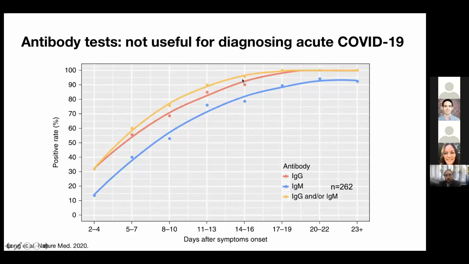If you get out to 14 days, then we're talking around 80% or more, and if we're at 23 or more days, then most people who are immunocompetent are going to be producing antibodies. So not useful for diagnosing acute disease, but highly useful for understanding if someone has had COVID.